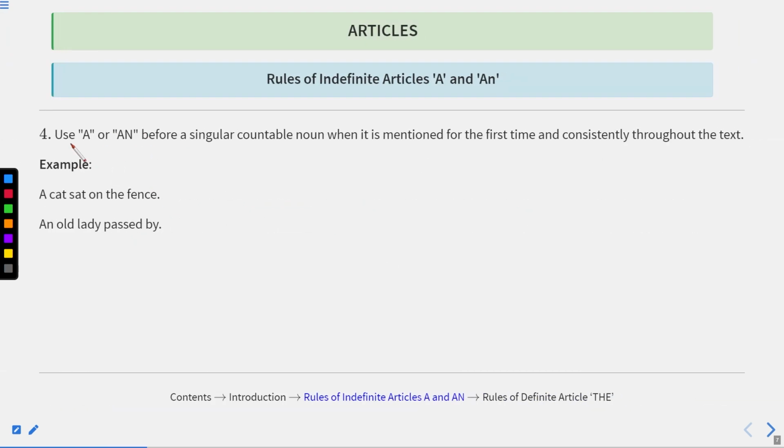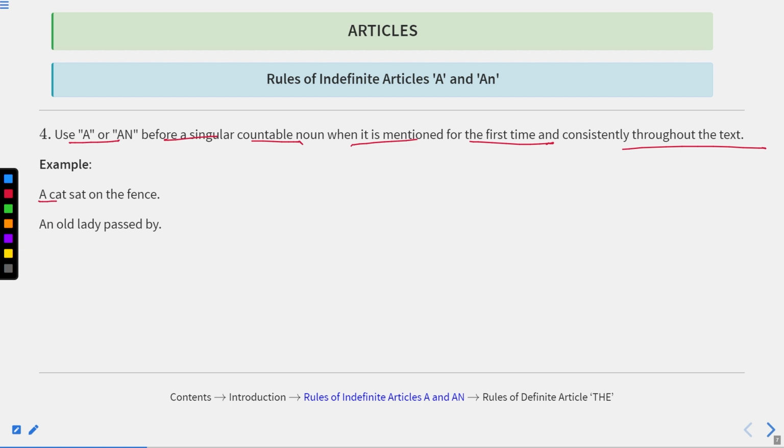Now, another rule is to use A or N before a singular countable noun when it is mentioned for the first time and consistently throughout the text. Whenever a noun has been used in the beginning of the sentence and we are using some sentence for that particular thing, we can use A or N before it, depending on the pronunciation of that particular word.